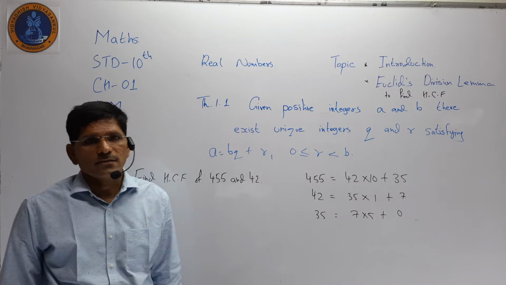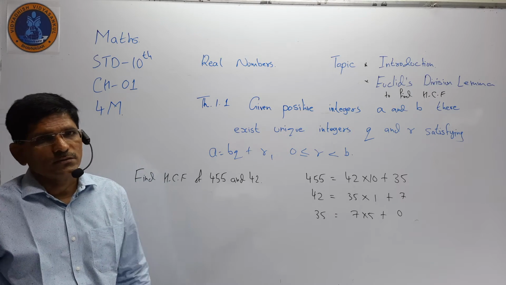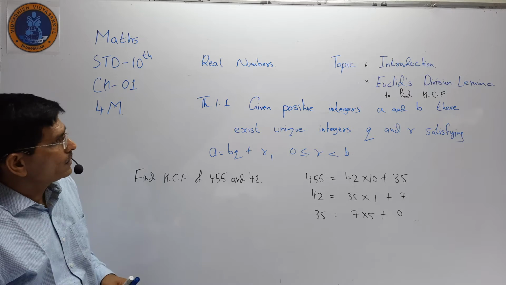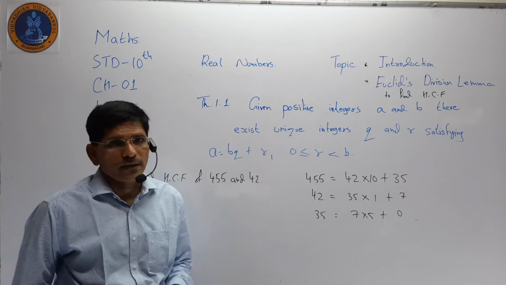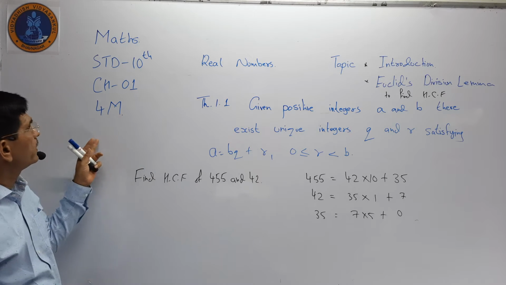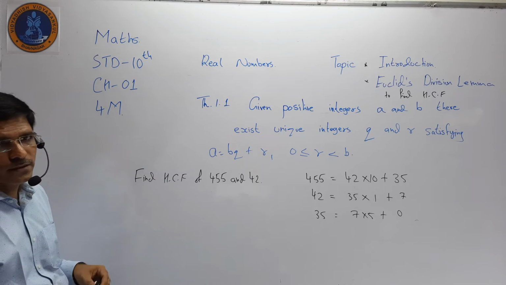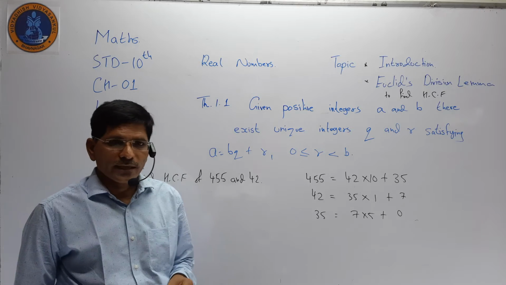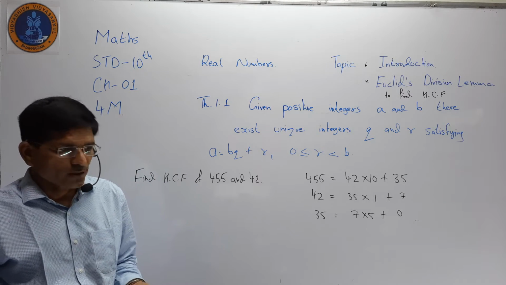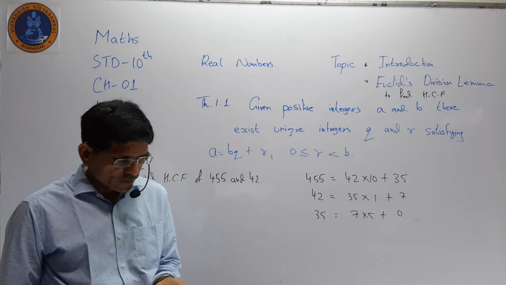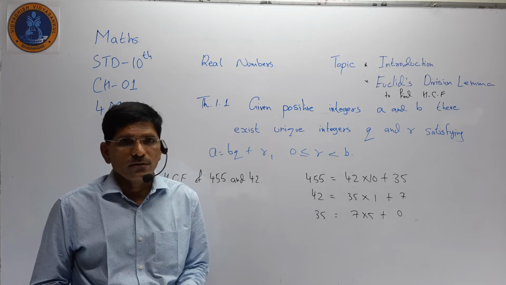In this lesson, chapter number 1, we discuss the introduction and the Euclid division method. The weightage in the board exam is 4 marks: 2 marks for objective and 2 marks for subjective.